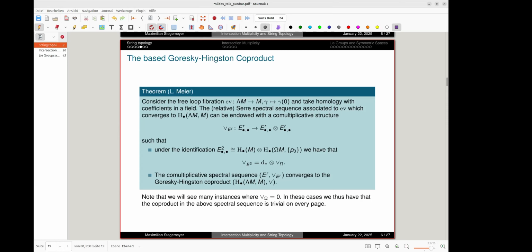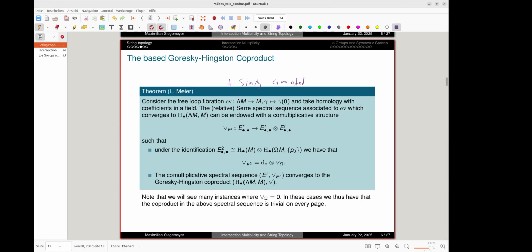Do you need some sort of simple connectivity hypothesis in this theorem? Oh yeah, sorry. I mean, of course, I guess. Sorry, I didn't look this up well enough. So maybe let's add simply connected. I mean, of course, you want the Serre spectral sequence to work well. So you want this E2 page splitting as a tensor product, right?